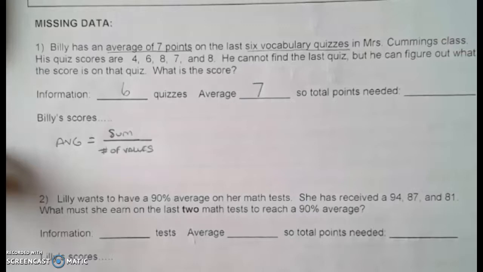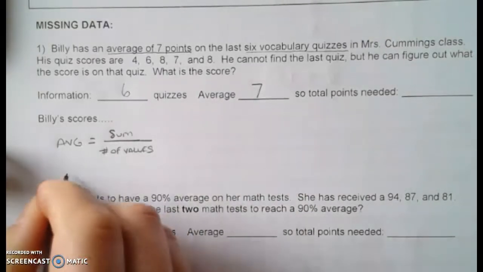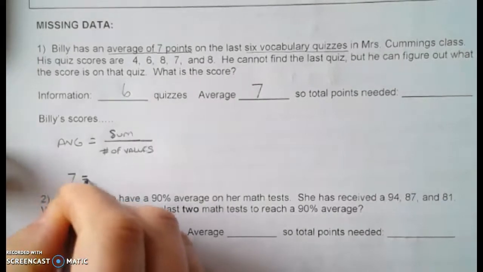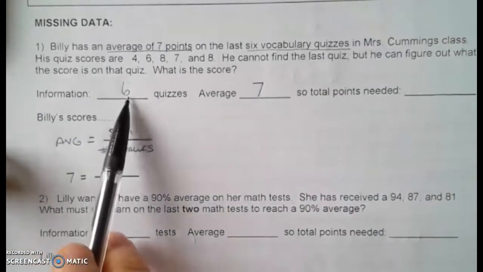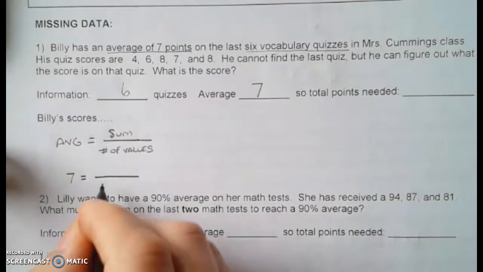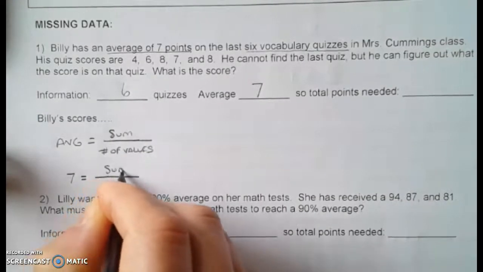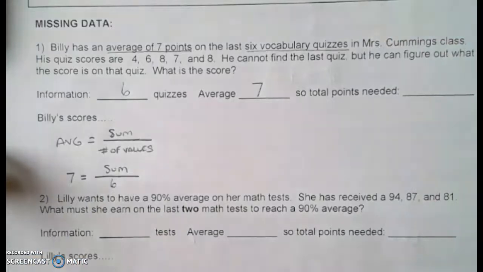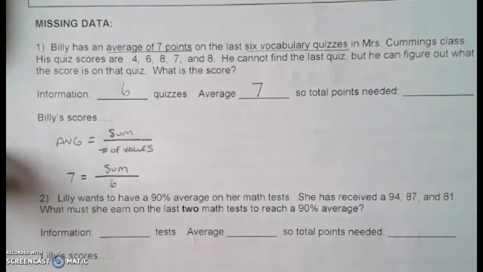In this case, we know what the average is. The average is 7 points. So for the average, I'm going to put 7 equals. The other thing that we know is the number of values. In this case, there were 6 quizzes. So the denominator of my fraction is going to be 6. The sum is what I'm trying to figure out. How many total points do I need all of my quizzes to add up to?